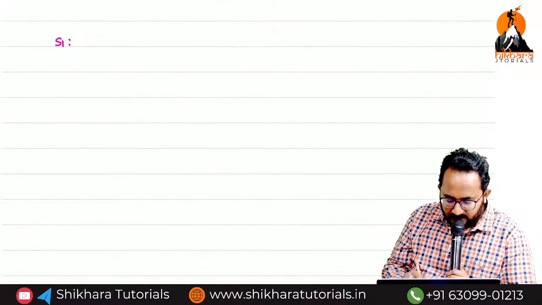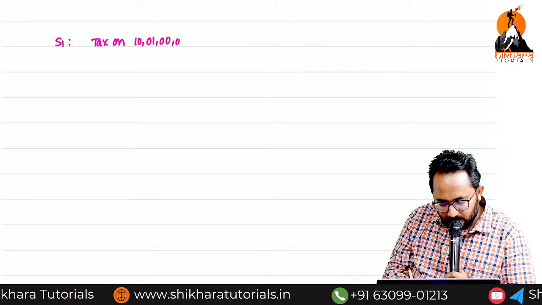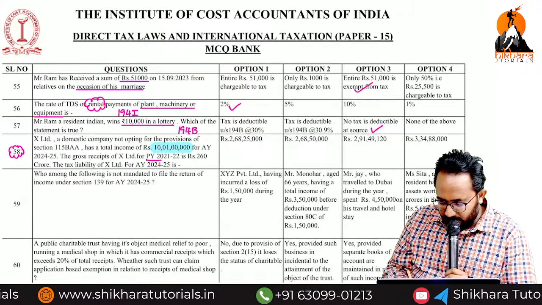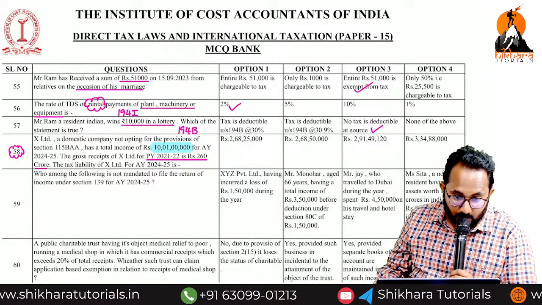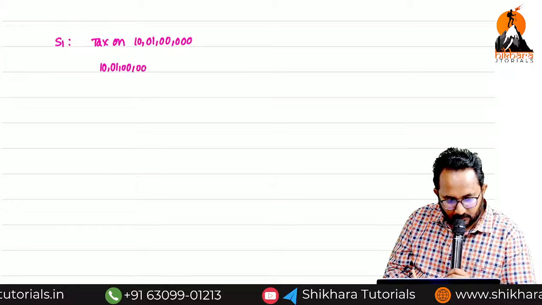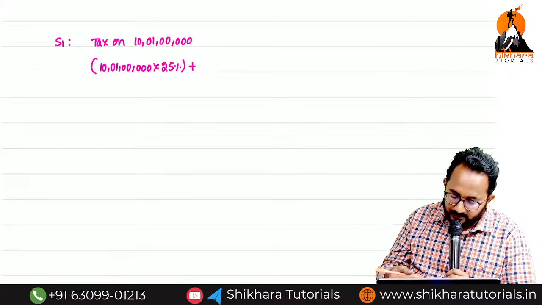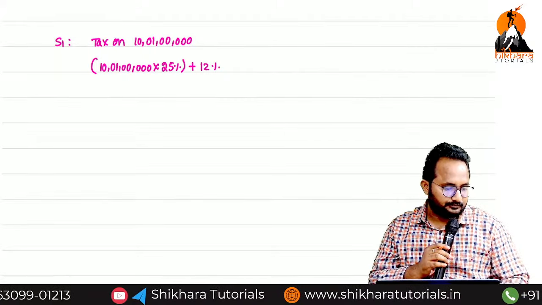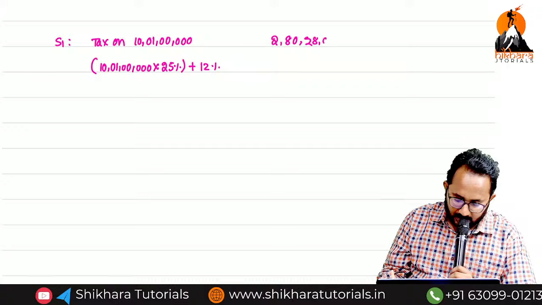Step 1, tax on total income. We have to calculate tax on 10 crore 1 lakh. What is the tax rate for the domestic company? Here they clearly say the previous year 21-22 turnover does not exceed 400 crore. So we can apply just 25%. What is the surcharge rate? The total income is more than 10 crore, so 12%. Please calculate and tell me. I think we get 2 crore 80 lakh 28,000.